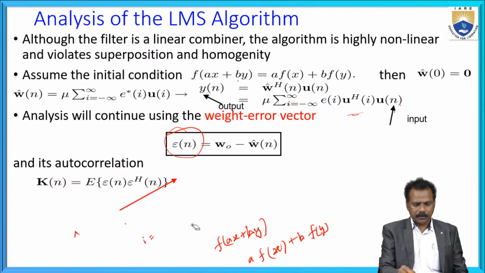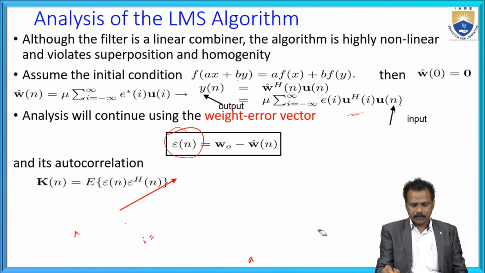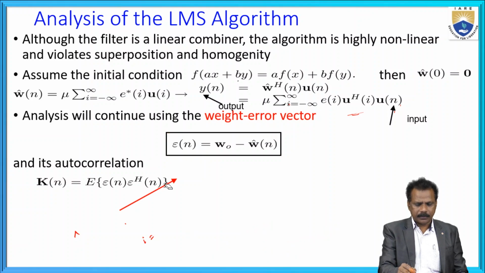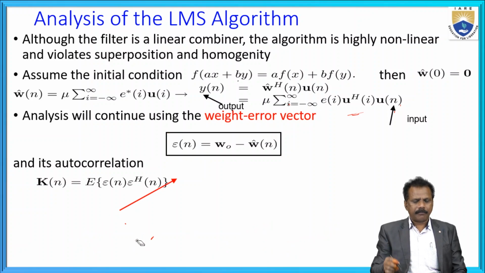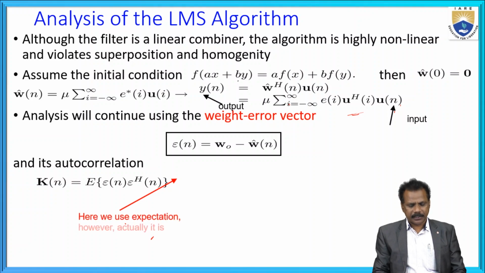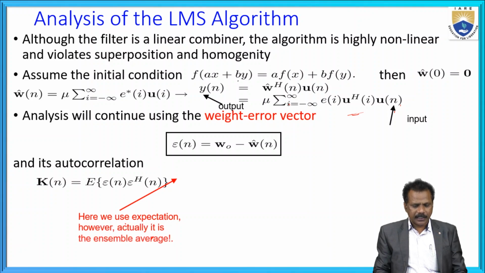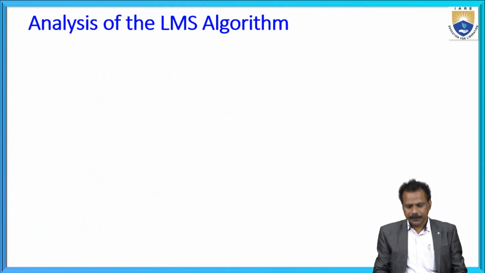This value is analyzed: K of n is equal to E of, so this is of h. Here we use the expectation. What type of expectation? Actually it is the ensemble average. Next is the analysis of the elements of the least mean square algorithm.